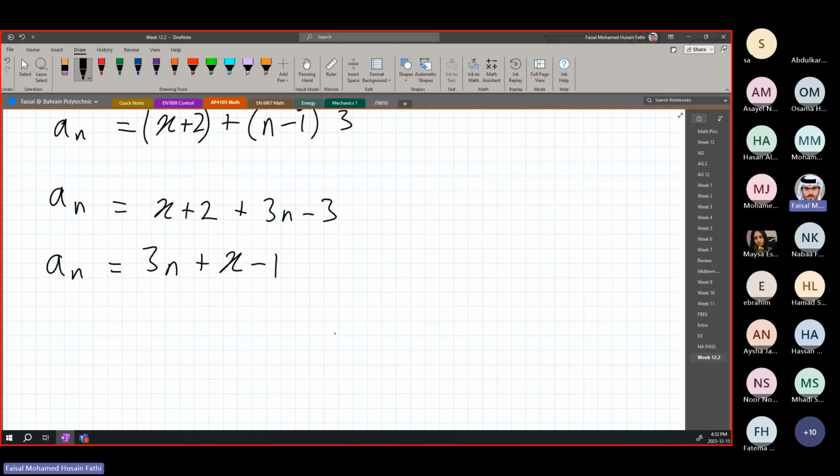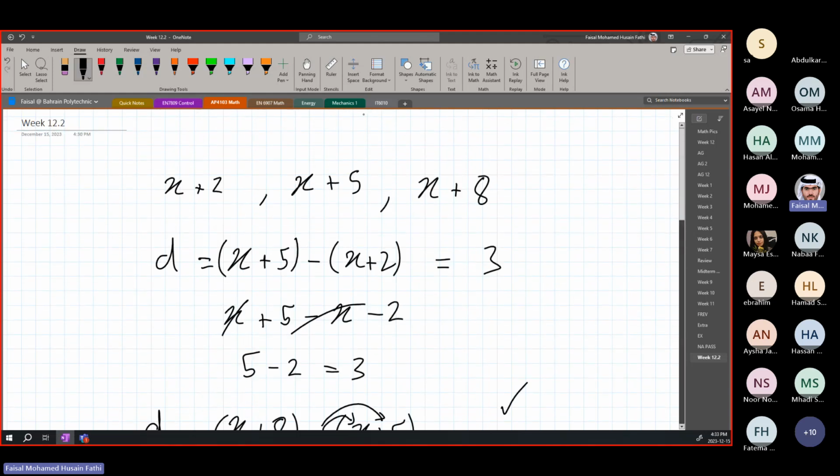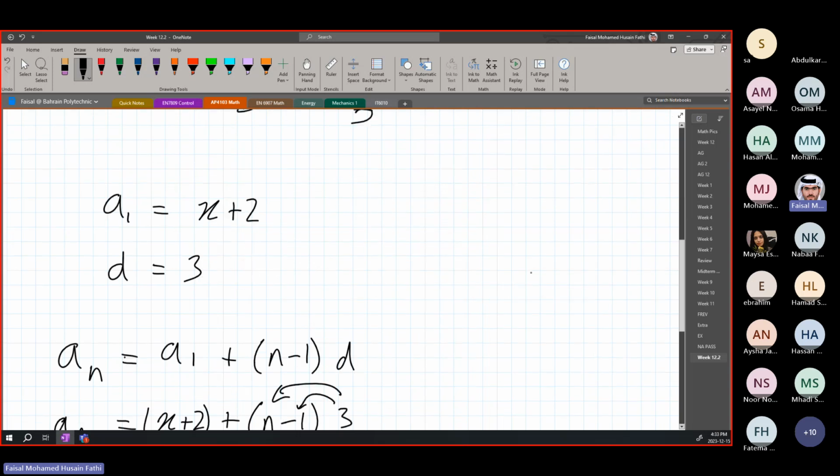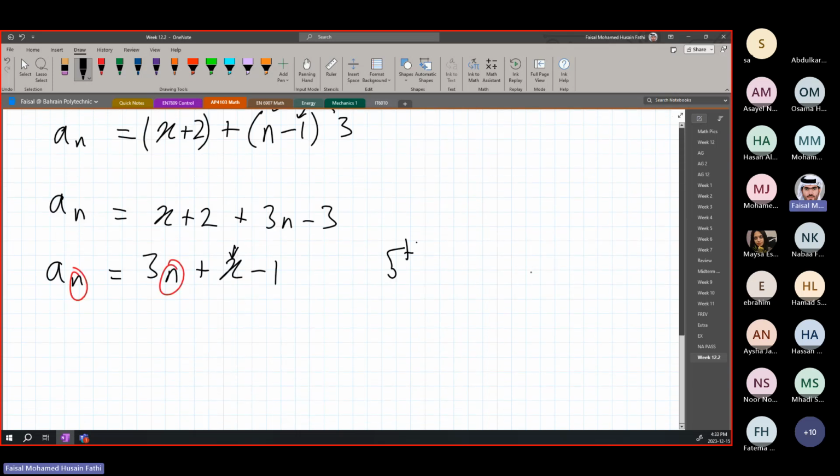You don't have to worry about the x. You don't have to solve for x or anything. Keep it as x. What you need to focus on is the n. This is what matters. Now, if I tell you in this sequence, okay, give me the fifth term. The fifth term. N is equal to 5.